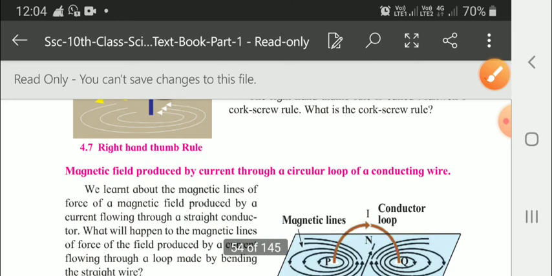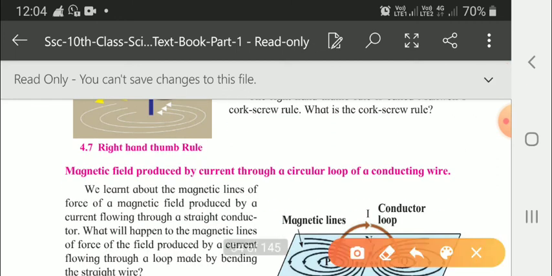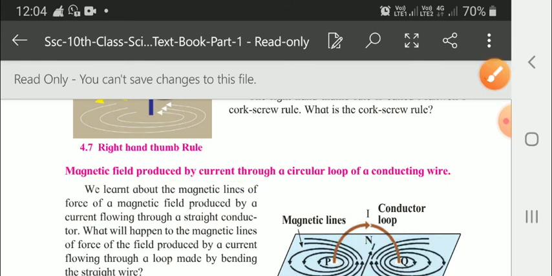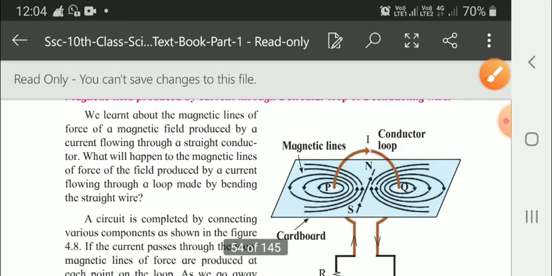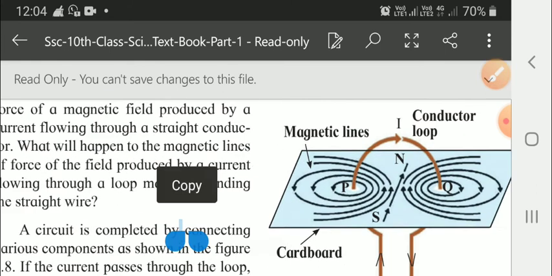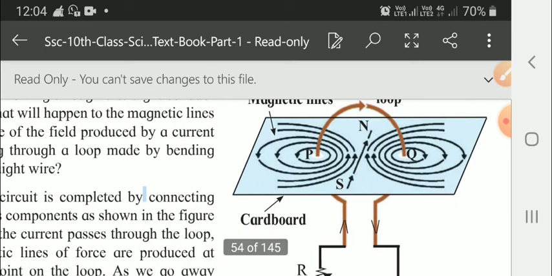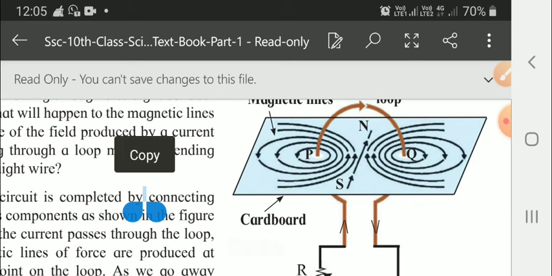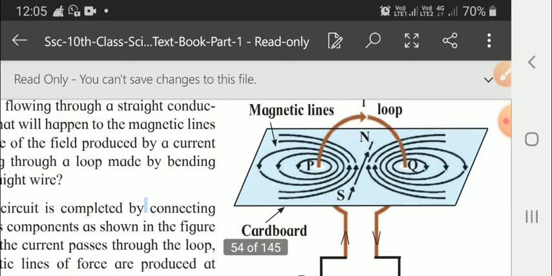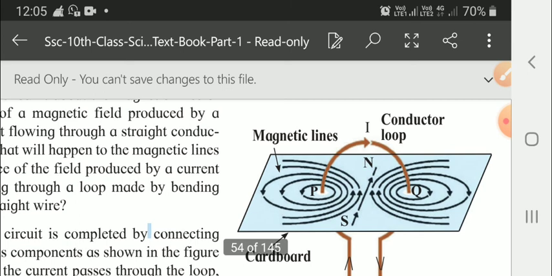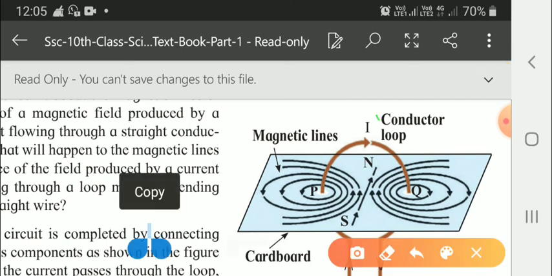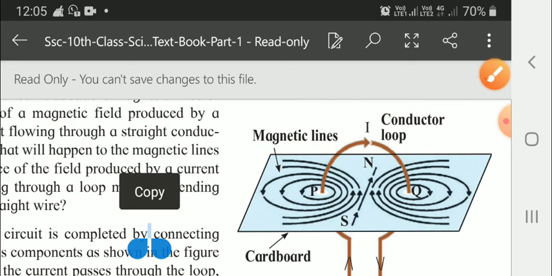Now we'll see the next one, magnetic field produced by current through a circular loop of conducting wire. So here we'll see a circular loop, we can see here. Here everything I'll show you. This is the conductor loop and these are magnetic lines. So I'll show in the diagram.